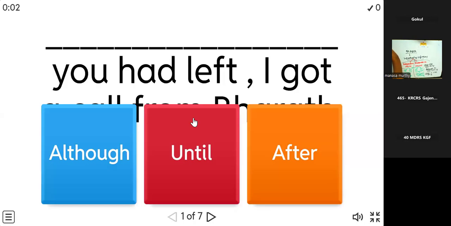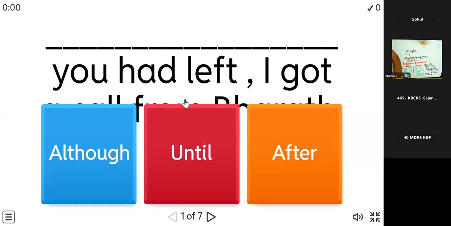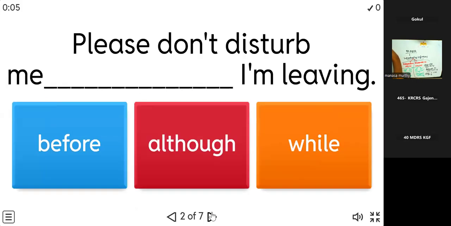Dash, you had left. Please don't disturb me dash I am leaving. Please don't disturb me before I am leaving, although I am leaving, while I am leaving.